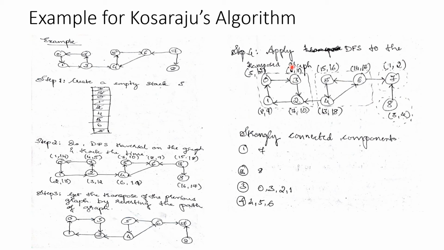So I go to 3 here at 6. Once I go to 3 here at 6, I will mark this 6. Once I visit this, what is the next adjacent edge that is connected from 3? The next adjacent edge connected to 3 is 2. So at 7 I will visit 2.